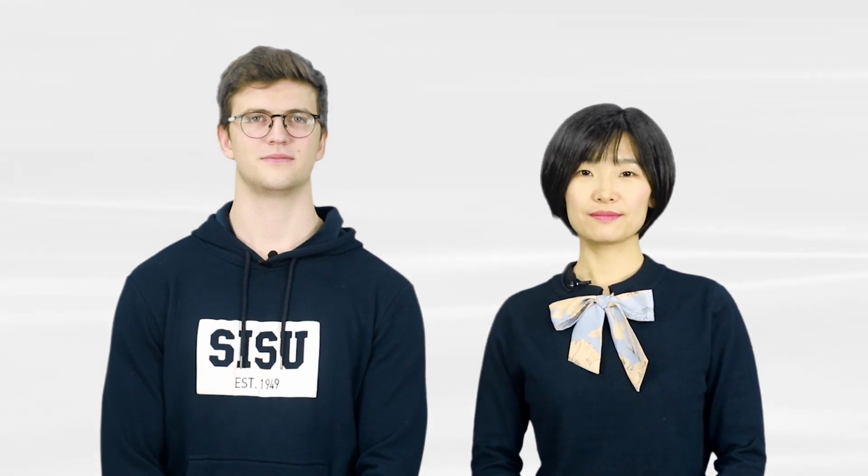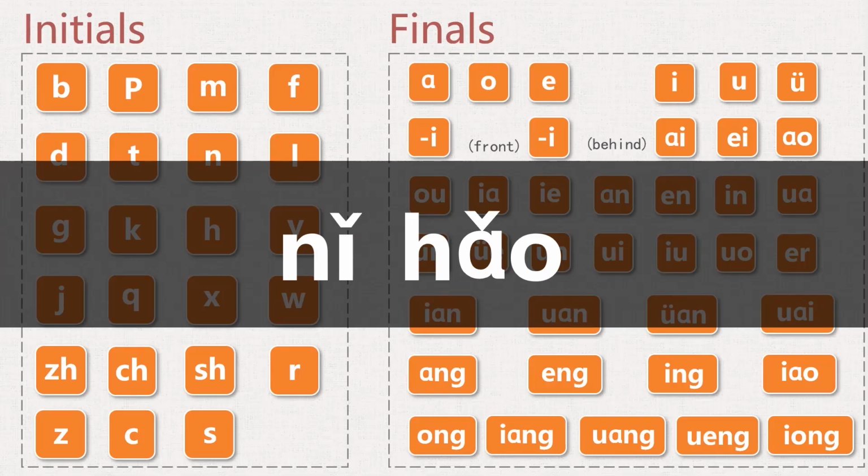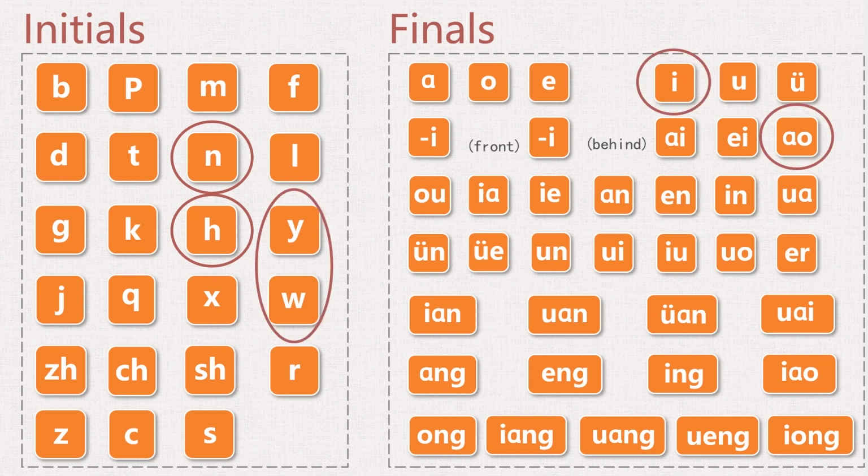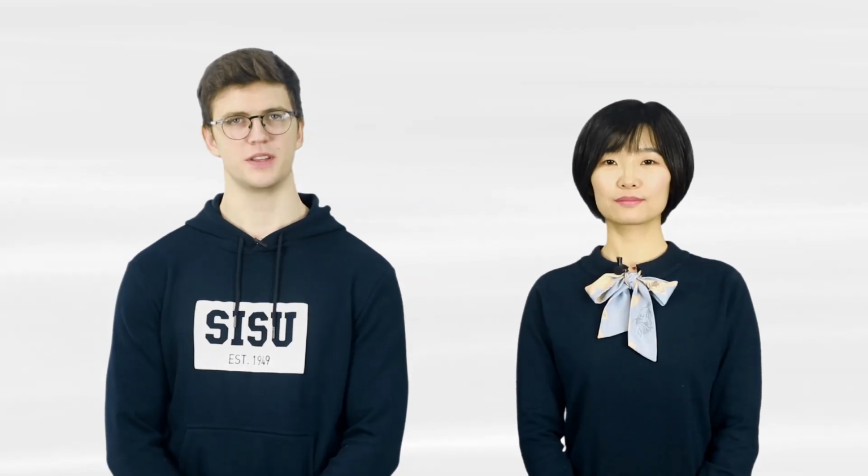How many sounds are there in Chinese? There are 21 initials and 38 finals in total. Look at this form. Take 你好 as an example. From this table, we can easily find initials n and h, finals i and ao. There are also two special initials here. We will explain them in the future. 21 initials and 38 finals.